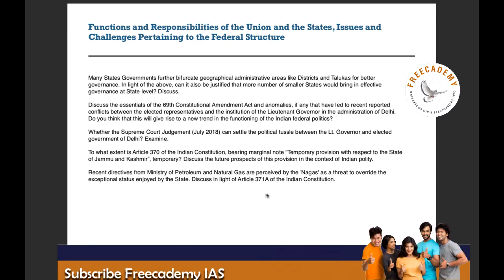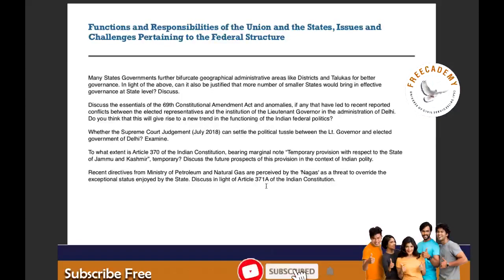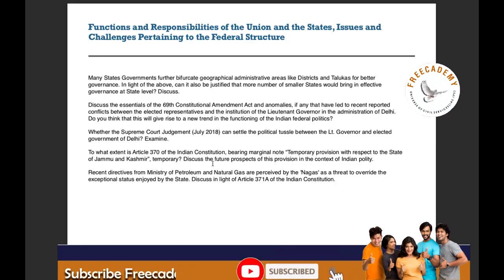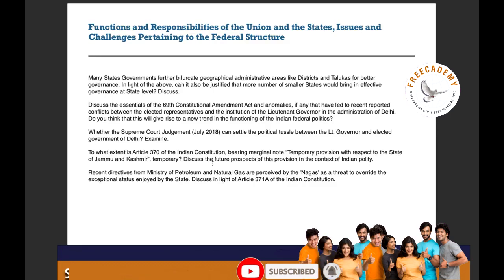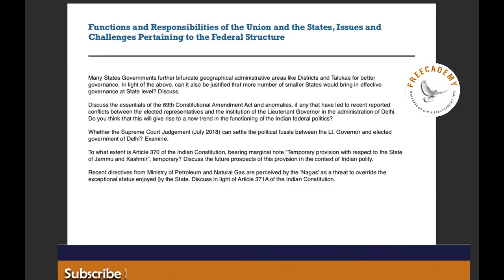There are states like Nagaland and other northeastern states which have special provisions, and what are the issues related with that. So we can see how the questions are asked from different aspects of the Union and state relations, and all these things will be covered when we cover each and every topic. So you have to get a feel of what kind of questions UPSC is generally asking.